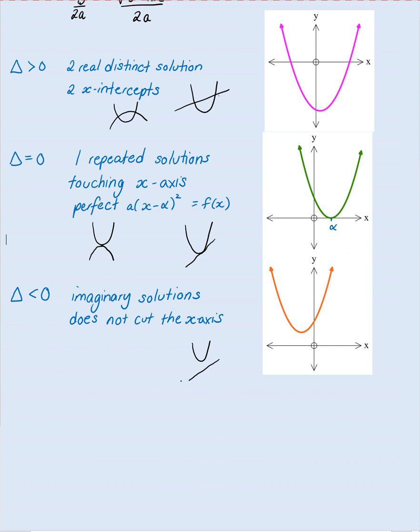It means they do not intersect at all. So you've got to make sure that you are putting it into perspective with the question that you're doing. Let's get on to a couple of examples with the discriminant.